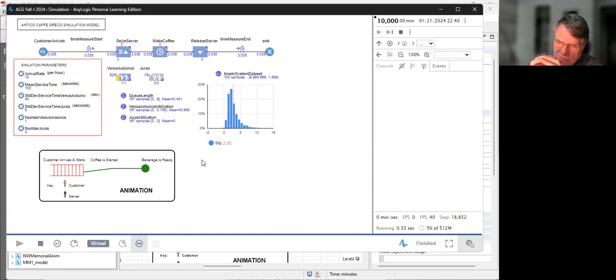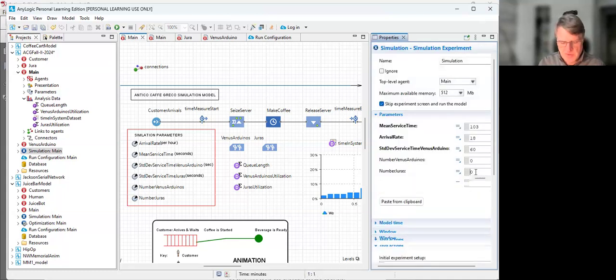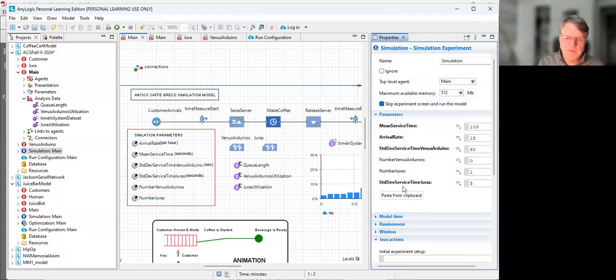Let's go back to the base case and see what happens if we switch out the Arduinos for Juras. So I'm going to just take it back to the base case, and I'm just going to take away that barista that we're looking at and give them a Jura. And you can see that the standard deviation of the service time distribution is now 5, because that's what the Juras bring. They're automatic versus semi-automatic Venus Arduinos. And I'm going to run this one.